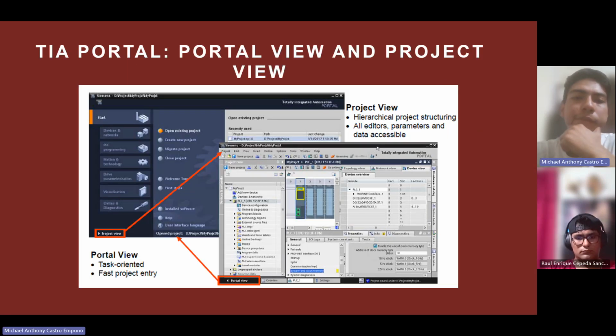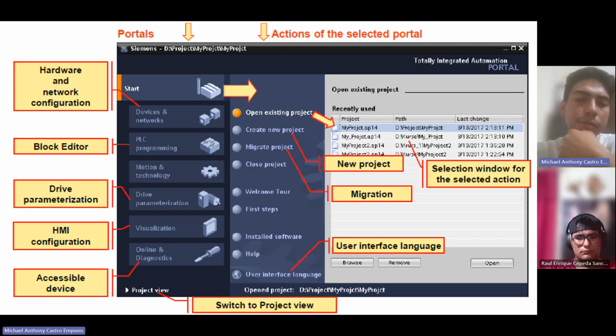In this picture, we see the portal view and project view. Next are the portal actions for selecting the portal, hardware and network configuration, PLC editor, drive parameterization, HMI configuration, and accessible devices. Use the interface language for English, Spanish, and French. Switch to the project view, new project migration, and selection window for the selected action.